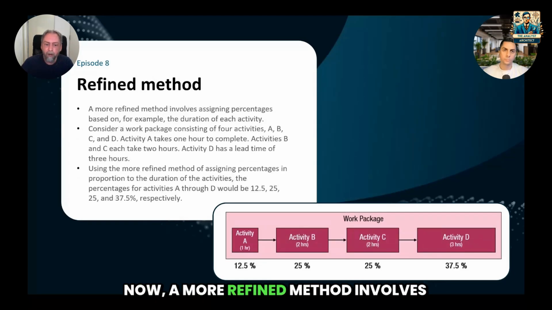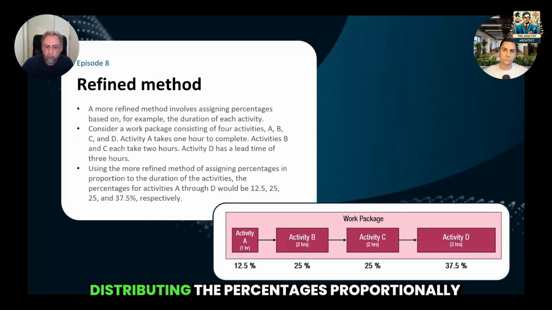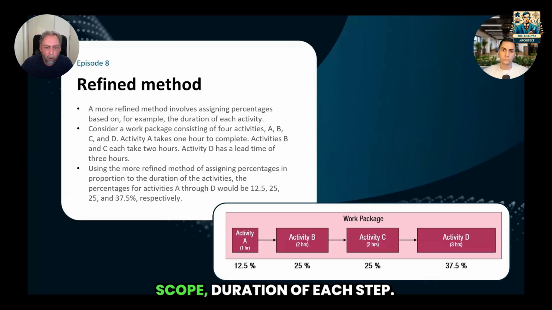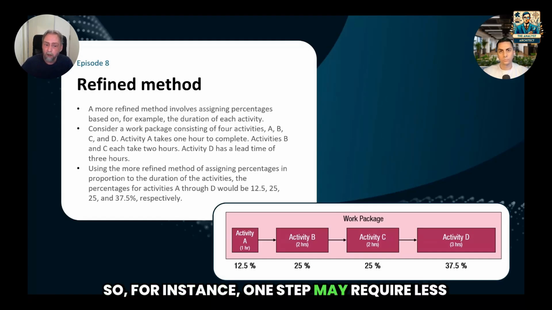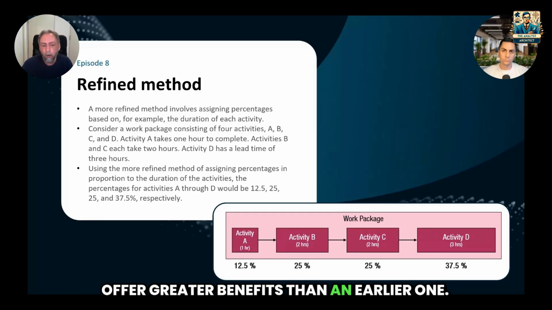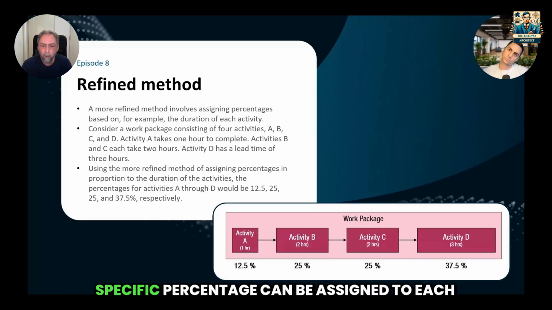Now, a more refined method involves distributing the percentages proportionally across the total number of steps and carefully considering things like impact, scope, and duration of each step. So for instance, one step may require less time than another, or a later step may offer greater benefits than an earlier one. And based on these criteria, a more specific percentage can be assigned to each step.